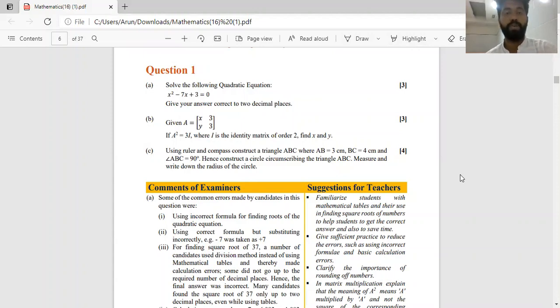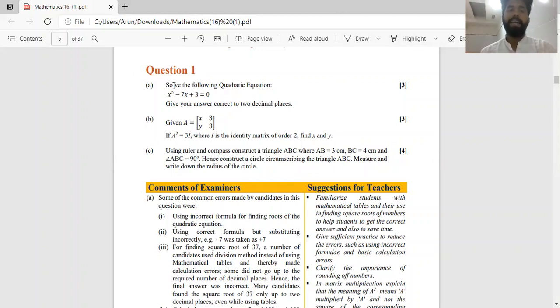The ICSE 2020 examination. What we are going to do is go through all the questions that were asked in that, and also go through the common errors that students make in such questions, and what are the tips and suggestions from our end that you should keep in mind when it comes to questions from those particular chapters. So let us begin with the first question.